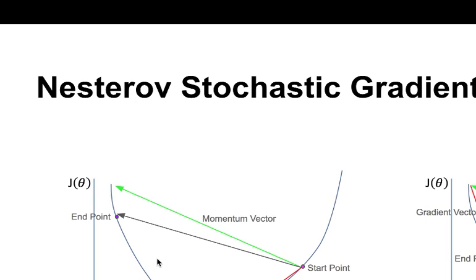Right, so it might be sloping down here, the point might be down here, so you might just fall all the way down to here, right? And you just calculate the gradient down there.